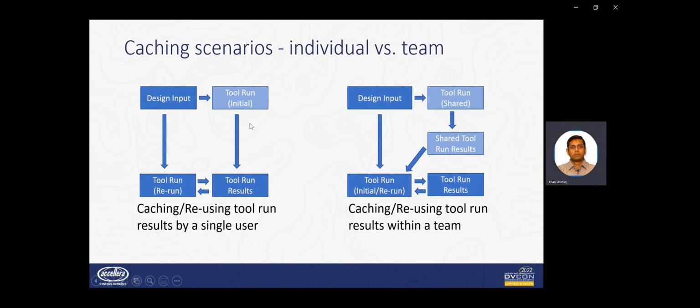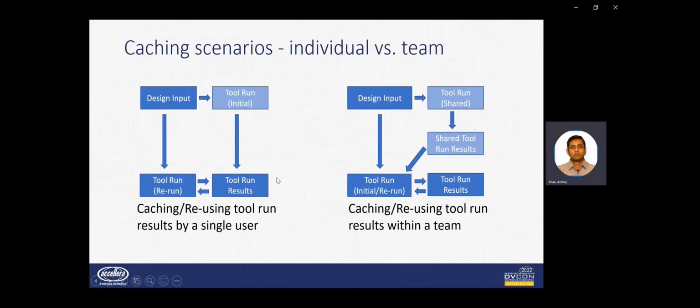At the very initial run, you have a cold miss because there is nothing cached yet. So you run your tool, then you get your initial tool run results. For subsequent runs, if your tool is able to reuse some of the results that you had previously, and if your design is not significantly changing, then you should be able to reuse some of these tool results with some design input, and you should still be able to run the tool and generate the desired output.